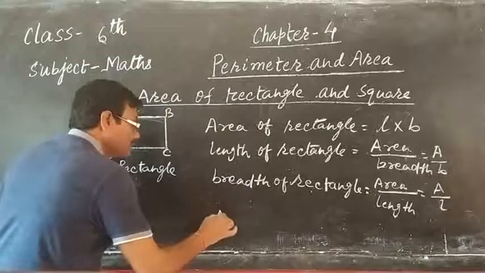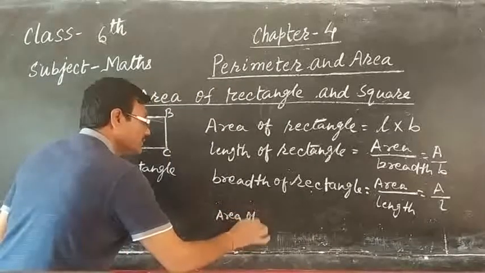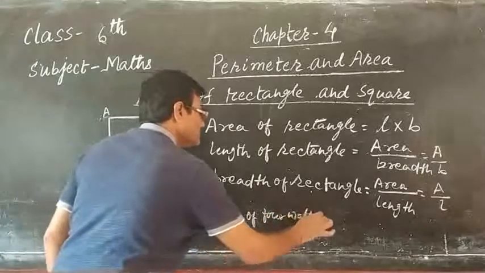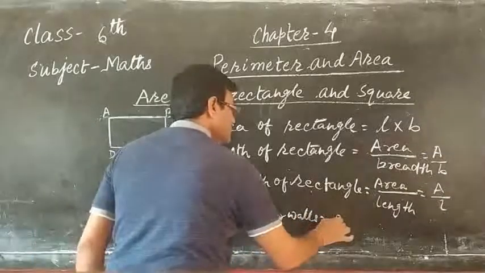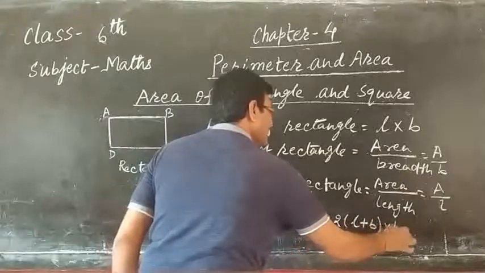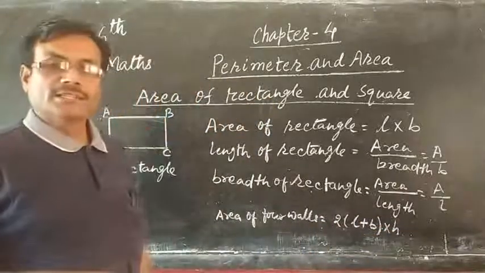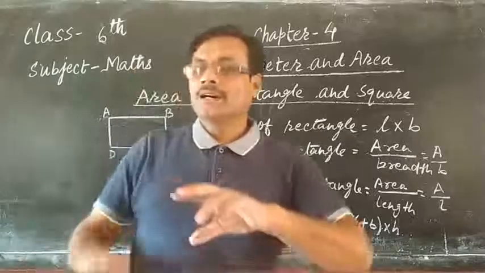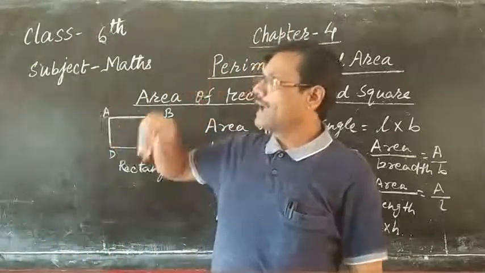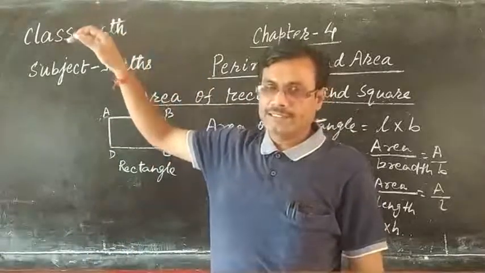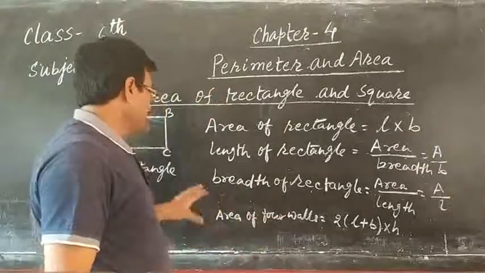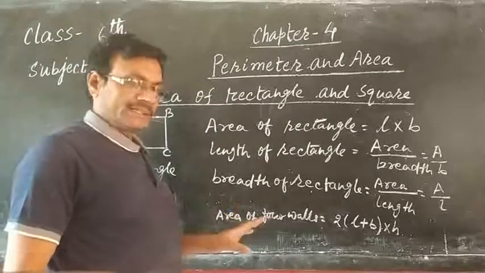Now area of four walls is equal to 2 into (L plus B) into height, because in a wall there is length, breadth as well as height. This is called lateral surface area of a rectangle.